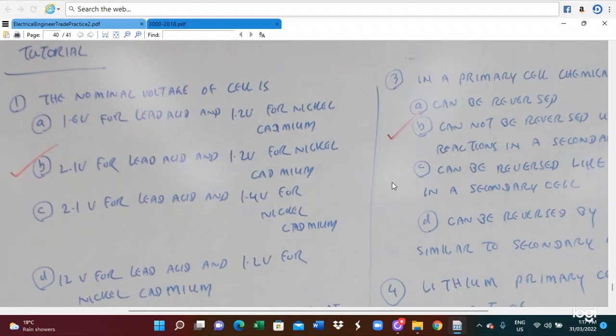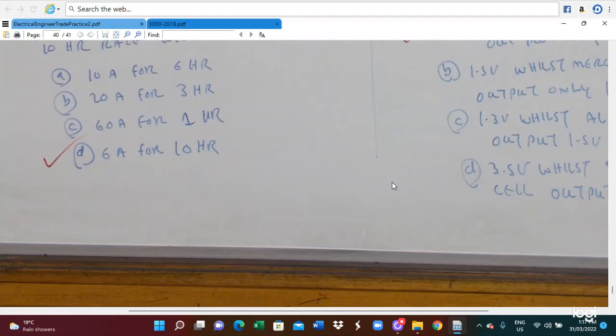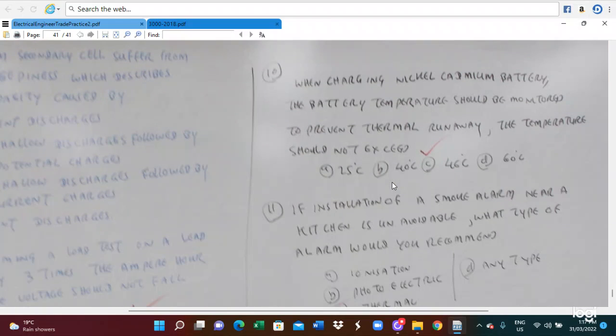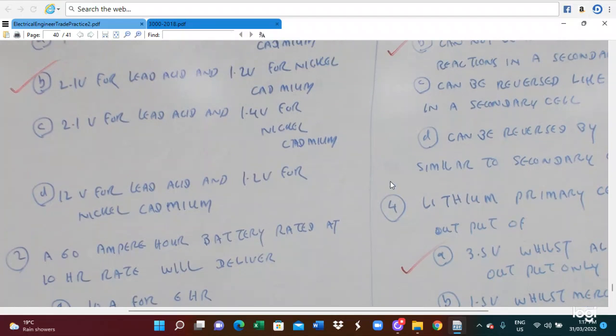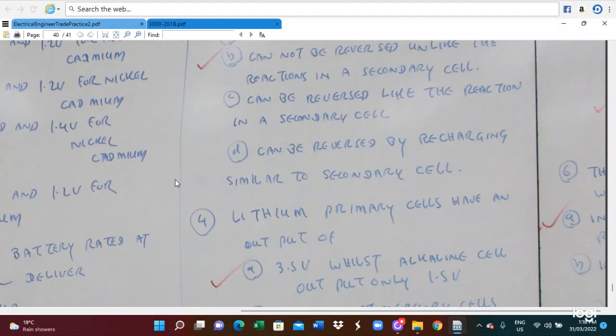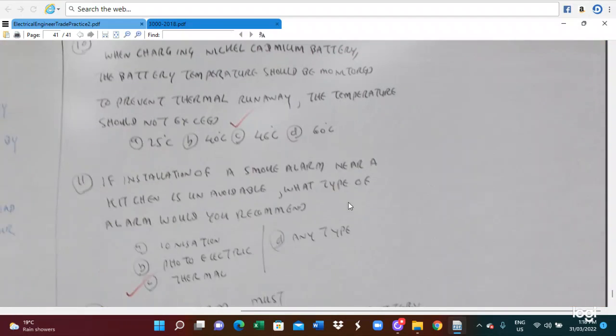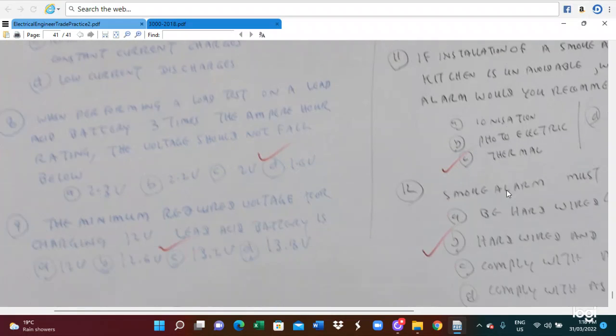Then based on this, you have to do the load tutorial. So this is the tutorial question. Tutorial questions are there, you have to do the load tutorial question.